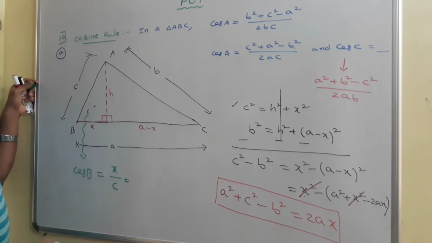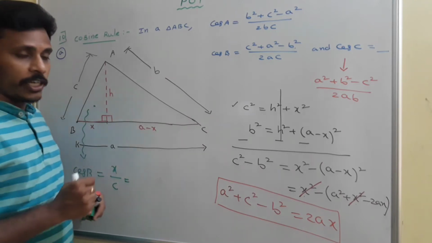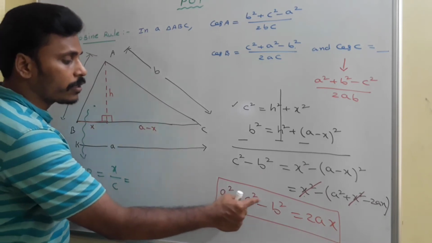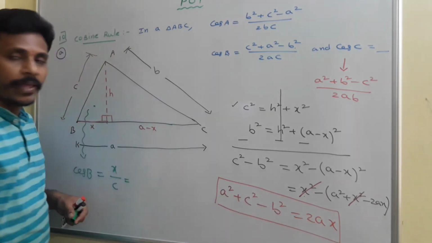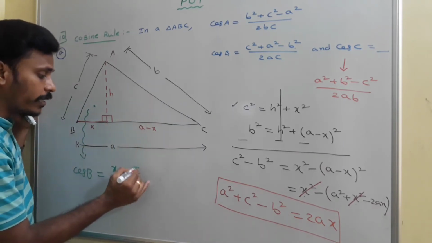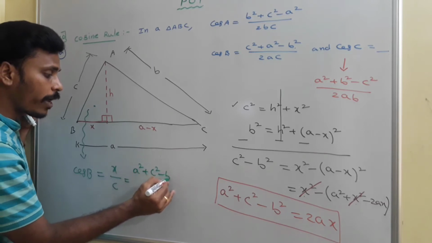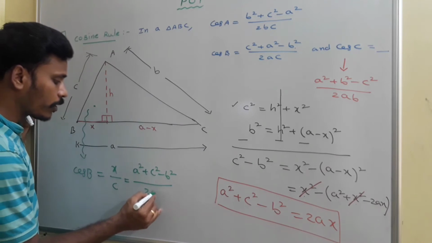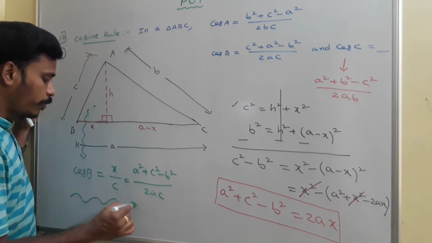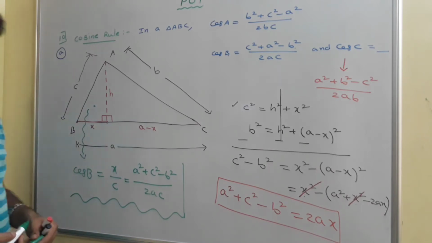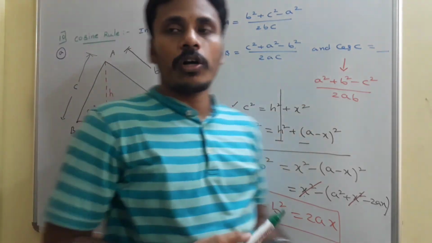And that is equal to, what is x? You just pay your attention here. From this result, x is equal to (a square plus c square minus b square) by 2a. You just replace that x here, and on replacement you will get a square plus c square minus b square divided by 2a, and then this c will give us 2ac. At the end, cos B is equal to a square plus c square minus b square by 2ac. And in the same way, we will generate cos C as well as cos A also.